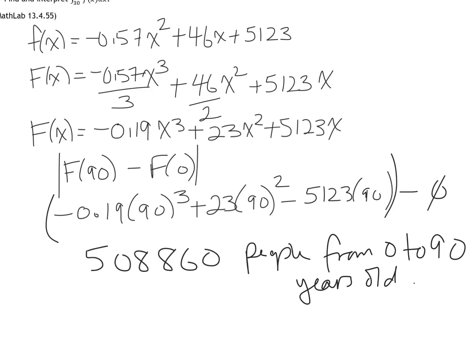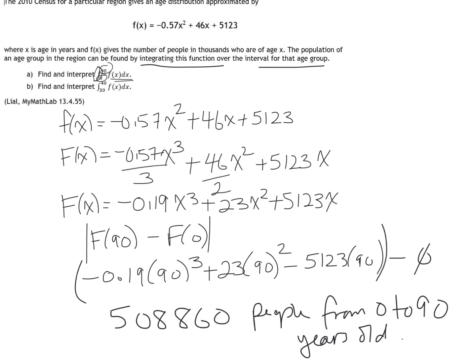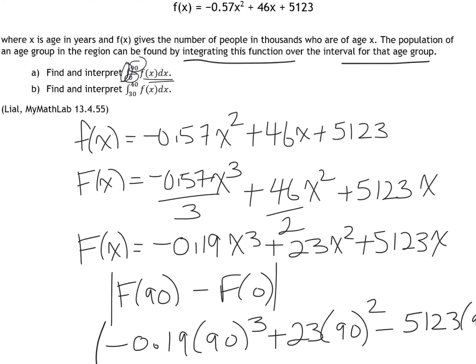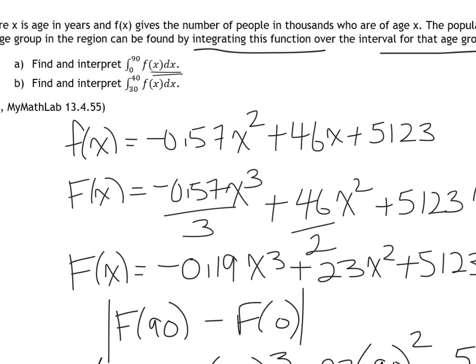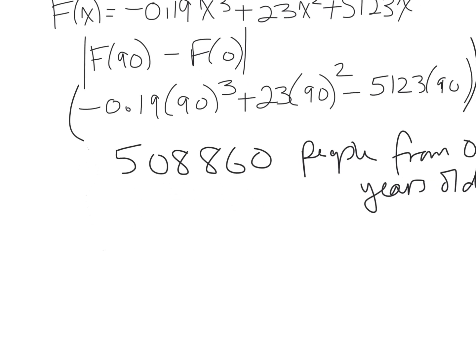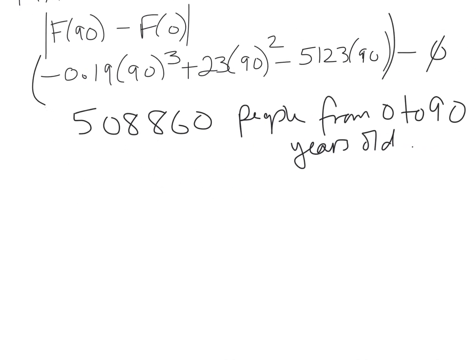So the second question, or the second part of the question says, just let me erase this a little bit. It says integrate and evaluate between 40 and 30, right? So now we're looking for a narrow band, right? A narrow band under the curve. We're looking for a smaller demographic, right?